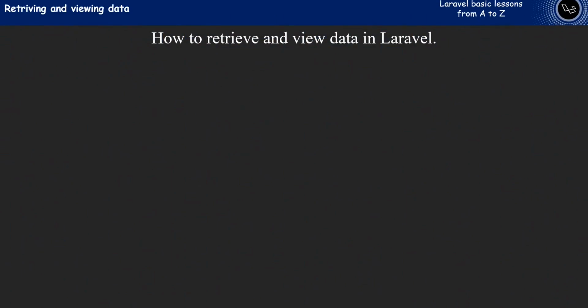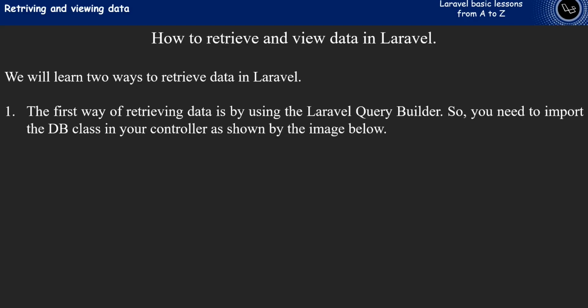In this session, we are going to be talking about how to retrieve and view data in Laravel. We will learn two ways to retrieve data in Laravel. The first way is by using the Laravel query builder. You need to import the DB class in your controller, as shown by the image below, if you want to retrieve or view data by using the Laravel query builder.